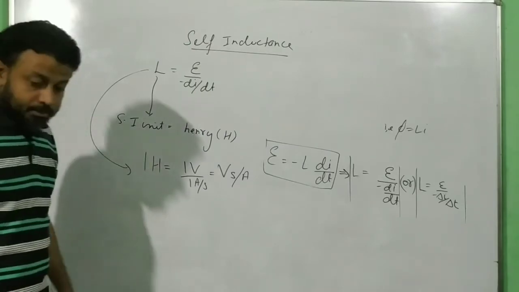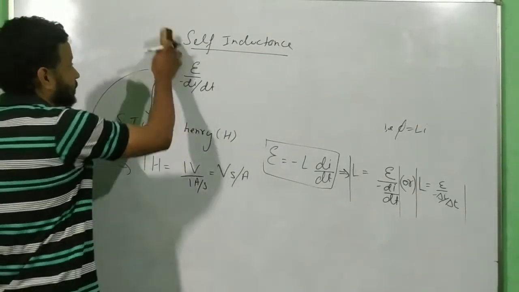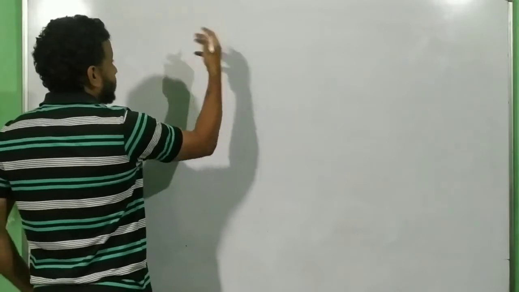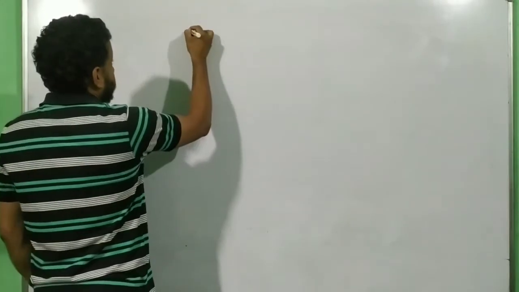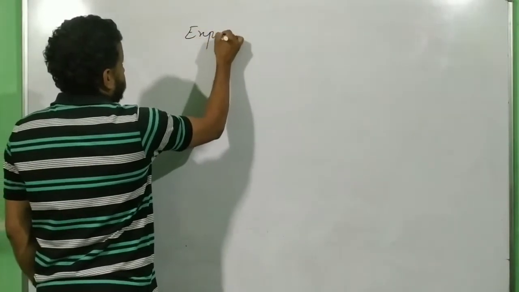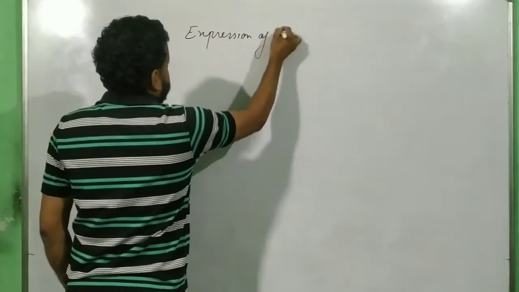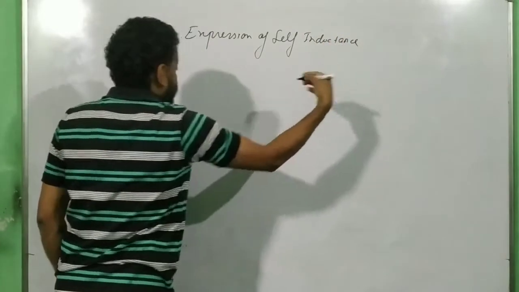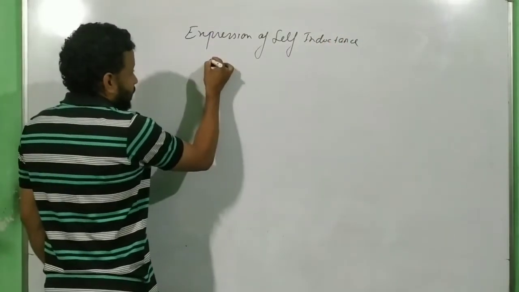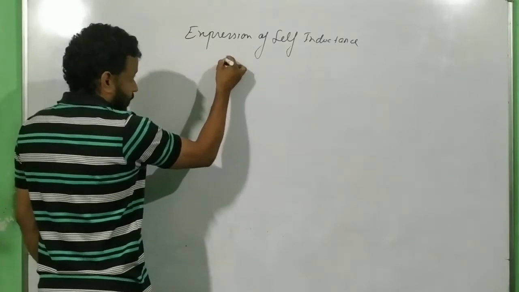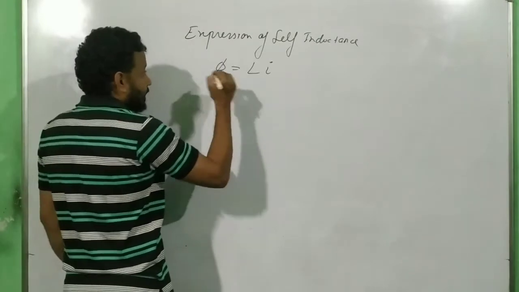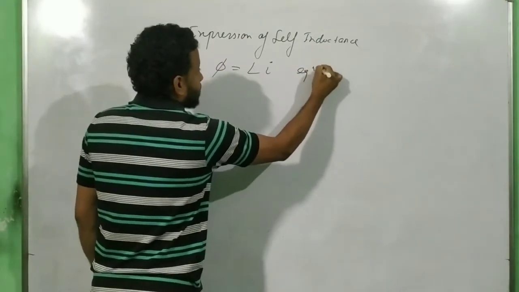Now moving ahead, let us derive the expression of self-inductance in terms of its geometrical parameters. So we just saw that phi is equal to L times I. That is one thing we know. That is a defining equation. This is my equation number 1.